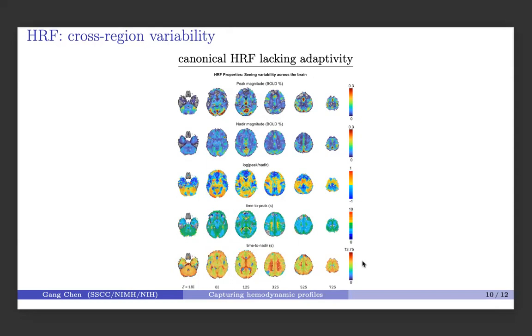The fourth row is the duration of the overshoot, so that's basically the time to peak. There's some extent of variability. The last row shows the time from the stimulus onset to the nadir of the undershoot. They also vary. As you can see, across those five hemodynamic response shape features, there is quite a substantial amount of variability. So it's no wonder the canonical HRF would have trouble adapting globally across different regions.